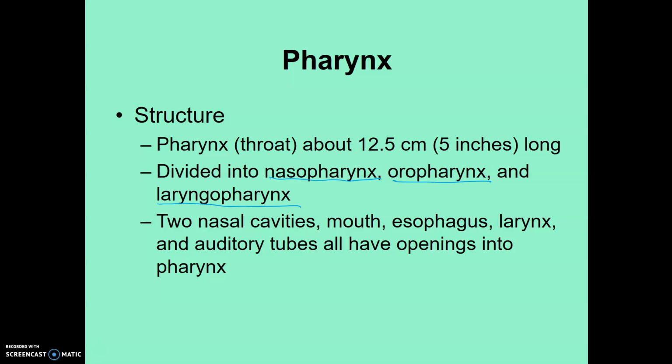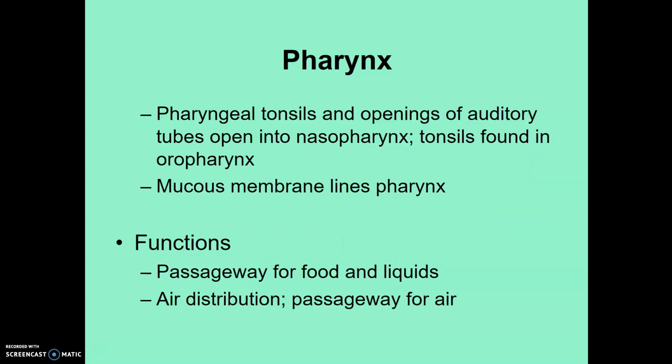The 2 nasal cavities, the mouth, the esophagus, larynx, and auditory tubes also have openings into the pharynx. The auditory tubes can also be called the eustachian tubes. What else do you find in there? The pharyngeal tonsils, or the adenoids, which are close to the auditory tubes, located near the nasopharynx, and the tonsils are found in the oropharynx. If you remember from our chapter on the lymphatic system and immunity, the tonsils and the adenoids are really important in helping protect our body from things coming in, right?